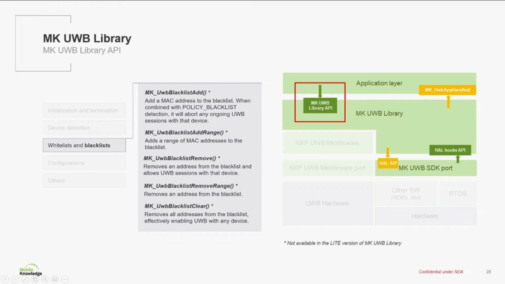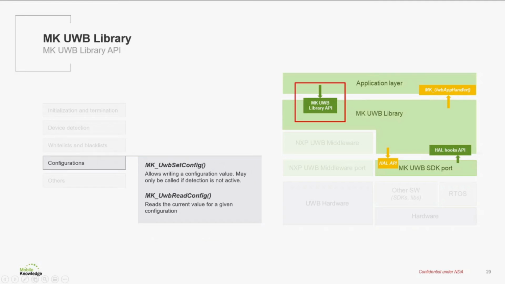An identical set of methods is also available to update the blacklist. Please note that on the light version of the library, some of the methods for managing whitelists are not available, and the blacklists are not available at all. Also, whitelists and blacklists only have effect on the detection if the corresponding policy is selected when calling MK UWB start detection.